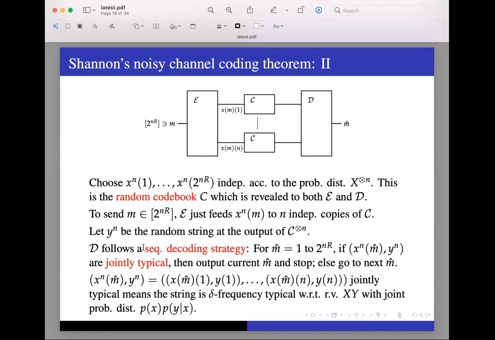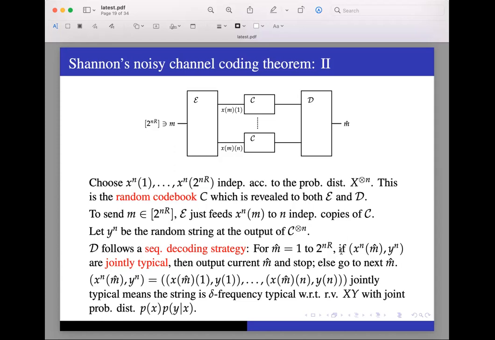People who have seen this argument would maybe have seen a quicker argument which says to do some joint typicality and find the unique message which is jointly typical, and so on. It's basically the same thing, but we are just fleshing it out, making it more algorithmic, which will help for our purposes. So the sequential decoding strategy is as follows.